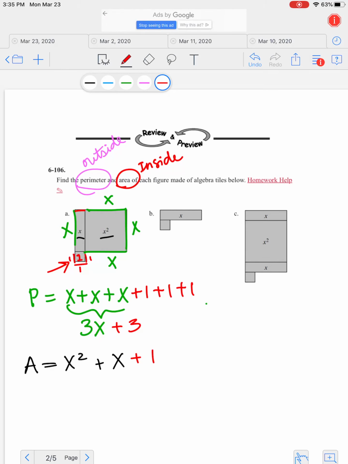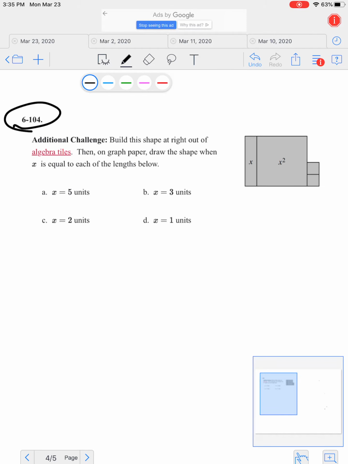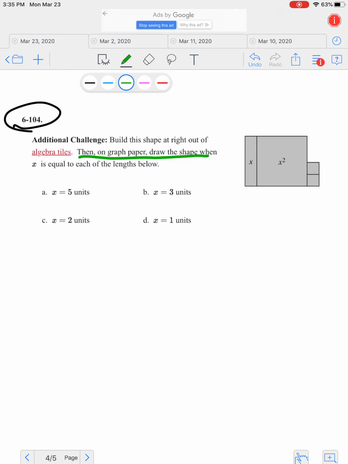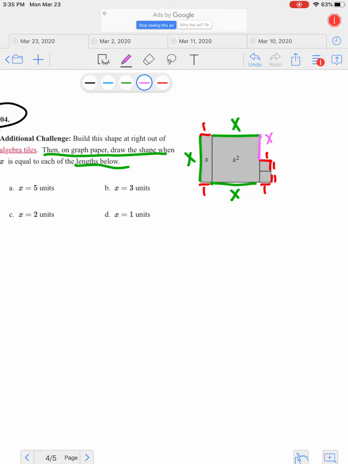Okay, last problem. 6-4. So same thing all over again. You want to sketch it and label the length. So that's x, x, x, 1, 1, 1, 1, 1, and a 1. And then this guy over here, instead of x minus 1, there's actually 2 tiles in the way, so that'll be x minus 2.